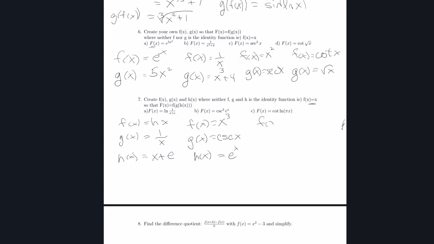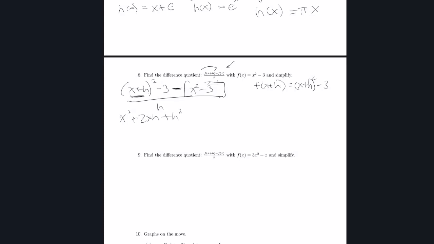Here, the most outside function is the cotangent. Then the next inside function would be ln of x. And then the next inside function would be pi x. All right, so the difference quotient we're going to learn is important.